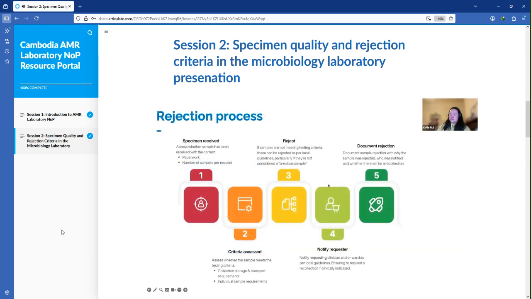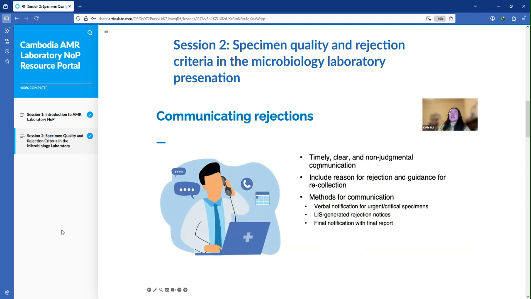You must include reasons for the rejection and any guidance for recollection. For example, if you were rejecting a feces sample because it is formed and it was requested for a Clostridium difficile test that requires an unformed stool sample, you can reject it and say that we're not doing this because it's a formed stool. If the patient happens to show signs of diarrhea or starts to experience unformed stools, then you can recollect that to submit for that same test.